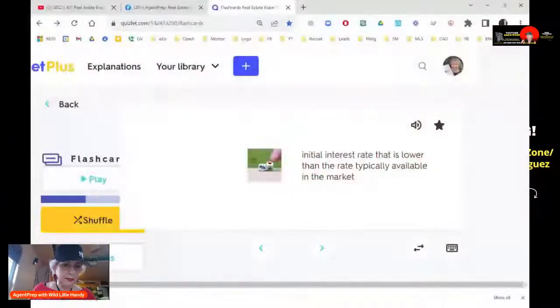All right, next. Initial interest rate that is lower than the rate typically available in the market. You know what? I want to minimize my screen there. Sorry about that. I wasn't showing you the screen. Oh, my bad. I'm on a small computer. I'm on travel, so I don't have all my monitors where I can look at this.